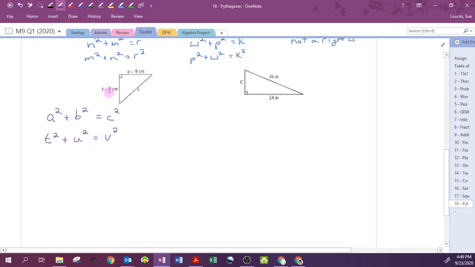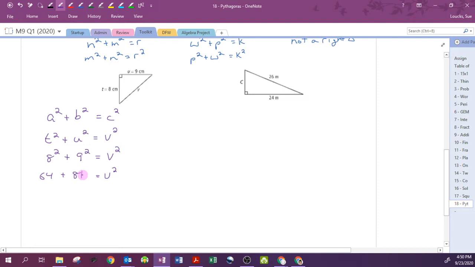And then since t is 8, this becomes 8 squared, and since u is 9, this becomes 9 squared. And we don't know what v is, so we're just going to leave that as v squared. And 8 squared is 64, and 9 squared is 81, so that equals v squared.